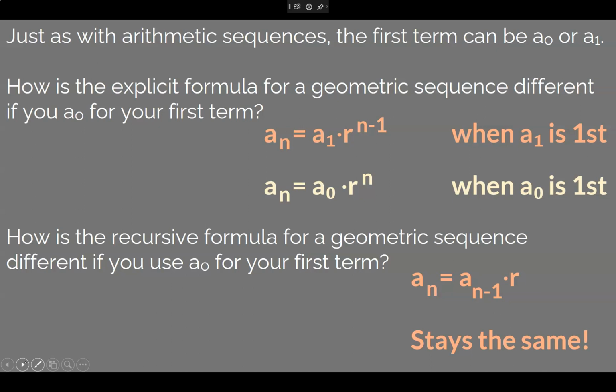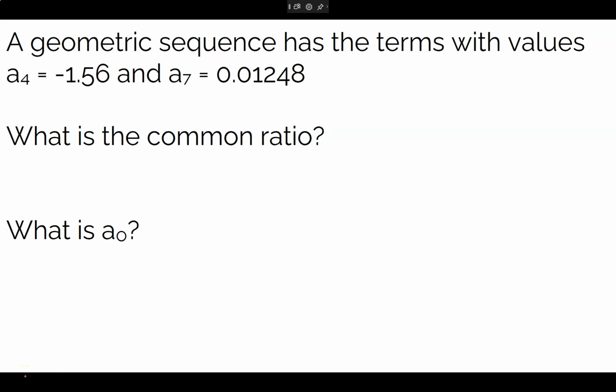Our first example doesn't give me A1 or A0, does it? It gives me, what, the fourth and the seventh term? Okay, so using the fourth and seventh term, it wants me to find the common ratio, and then we're going to use that to help me find my A0 term. Okay, so first, A4 to A7, 4, 5, 6, 7, right? So I have this one and I have this one. How many times did I use my ratio to get to my seventh term? I used it 3 times.